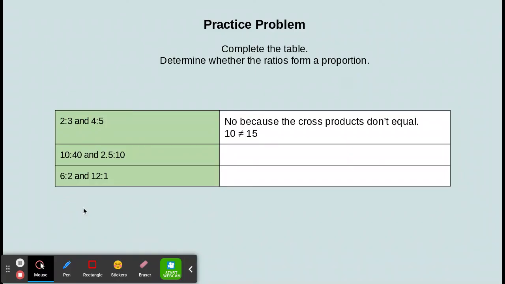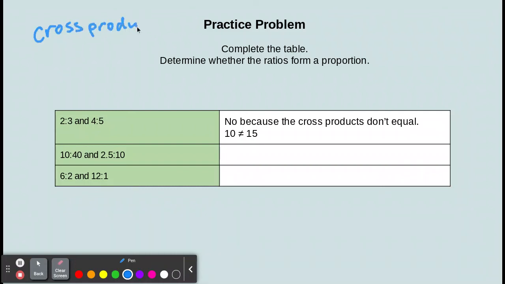Okay, your practice problem is actually completing a table, isn't it? So we have to complete the table and determine whether the ratios form a proportion. Now, how do we do that again? We can do the cross product, or we can compare ratio values, right? Remember, ratio value is A over B.